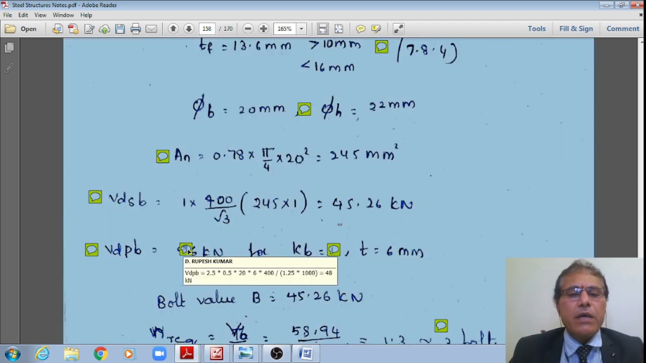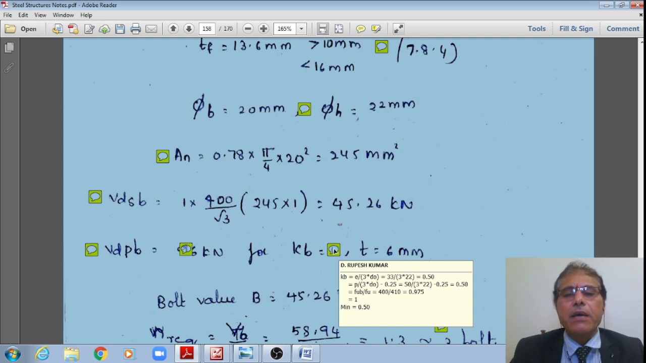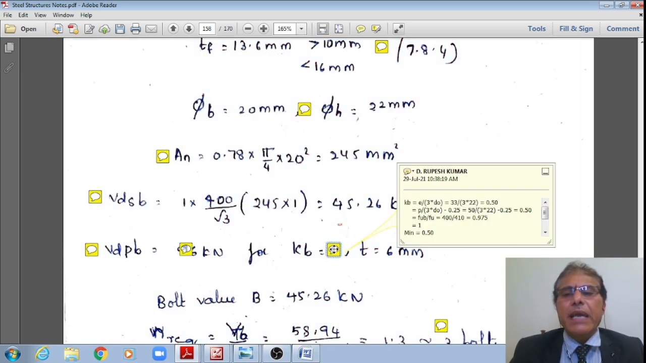Similarly, if I go to this Codal specification, now I need to fix what is KB. KB is equal to E divided by 3 d naught, which is equal to 33 divided by 3 multiplied by 22, assuming E is equal to 33. However, we already fixed it as 30, 35. Even then it is approximately 0.5.